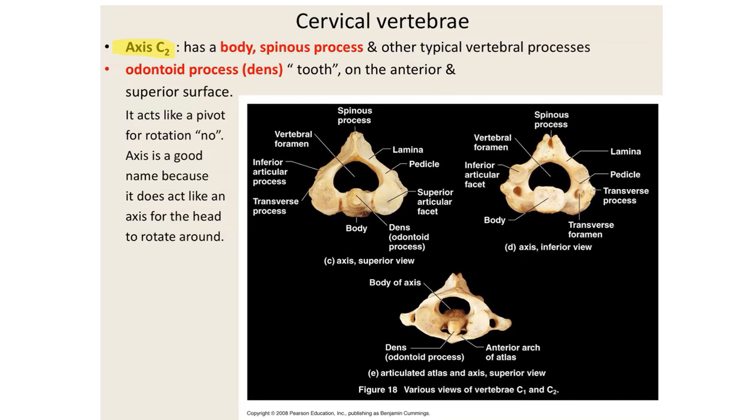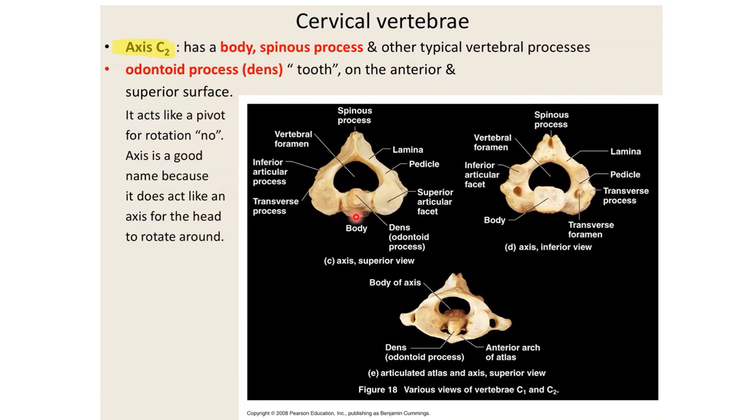C2 also has a different name. It's kind of special. It's called the axis. So axis is your C2. What is important to know? We mentioned the dens. So this is the dens.